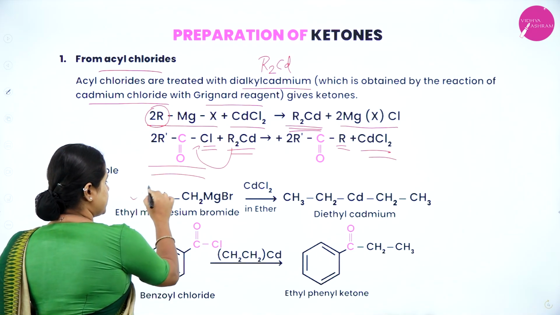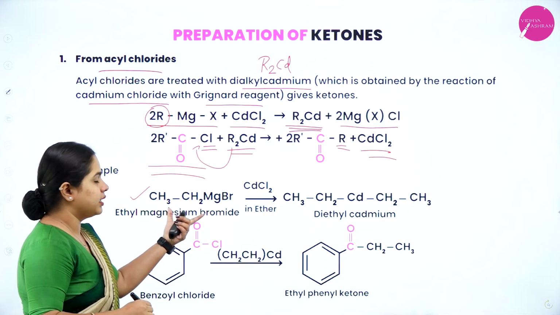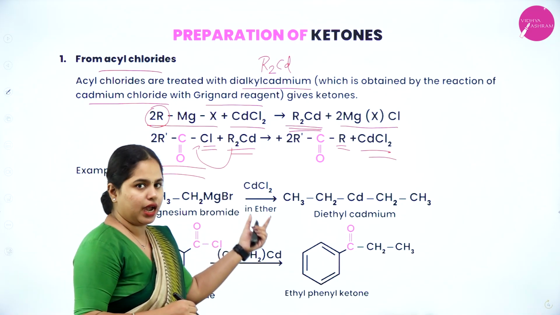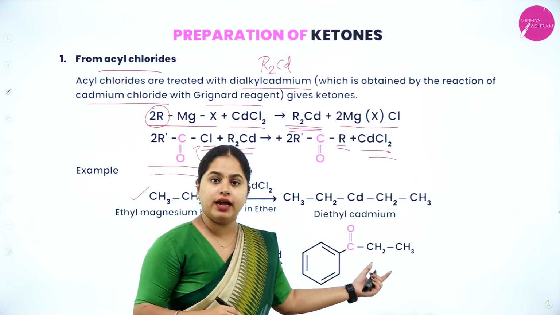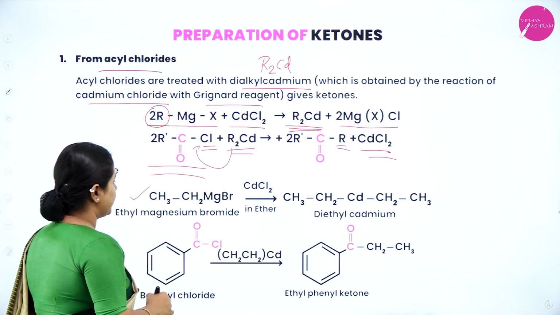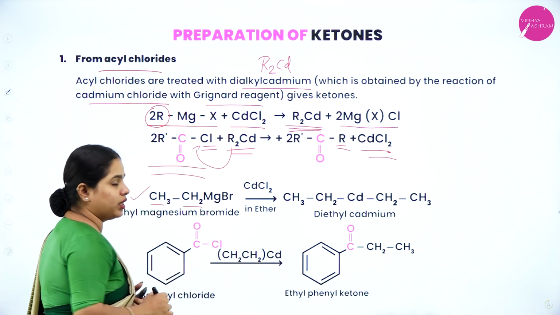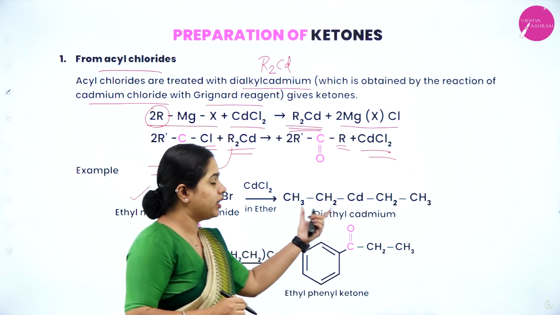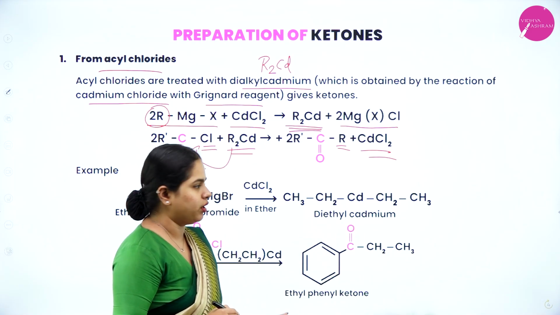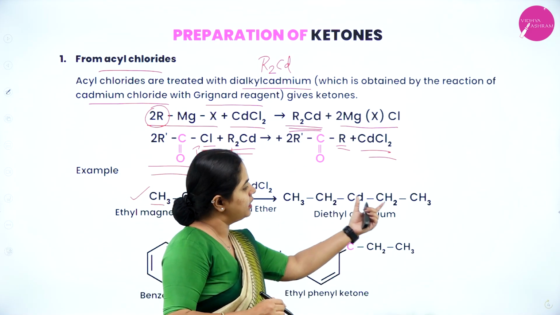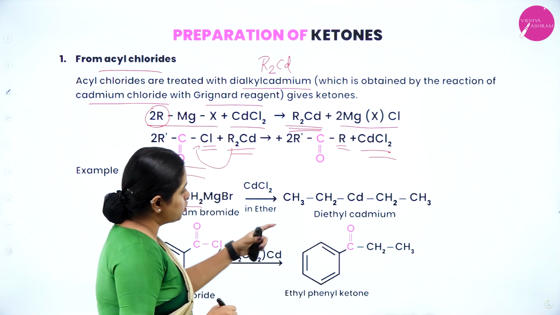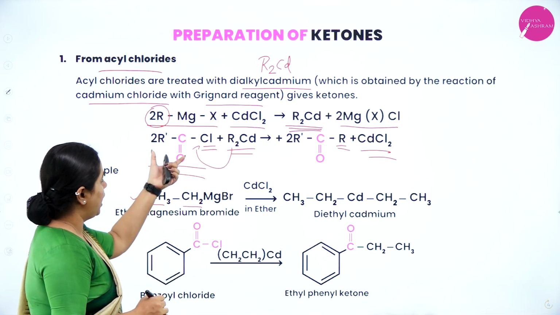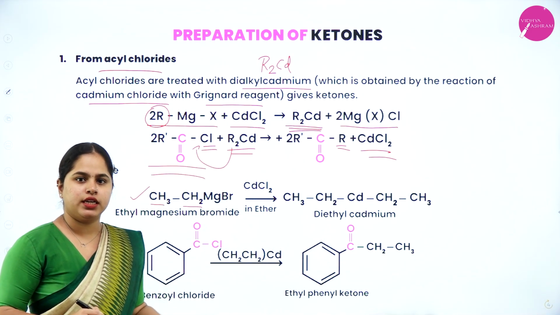Okay, so this is the first step that is shown here. That is, the Grignard reagent reacts with cadmium chloride to form what? Dialkyl cadmium. So which is the alkyl group here? CH3CH2, that is ethyl. So what you are going to get? Diethyl cadmium you are going to get. That is CH3CH2CdCH2CH3. Now this is going to further react with acid chloride and form the ketone, right?